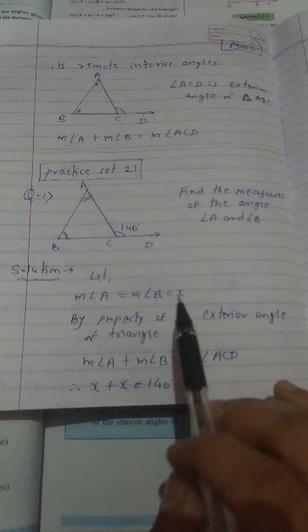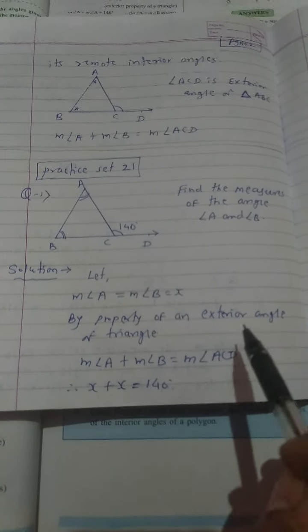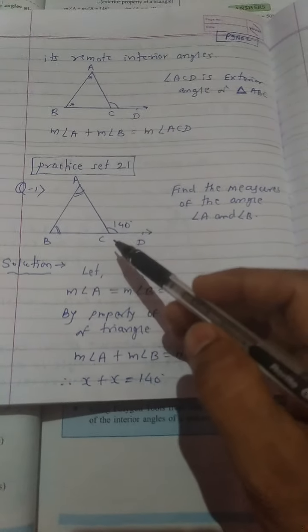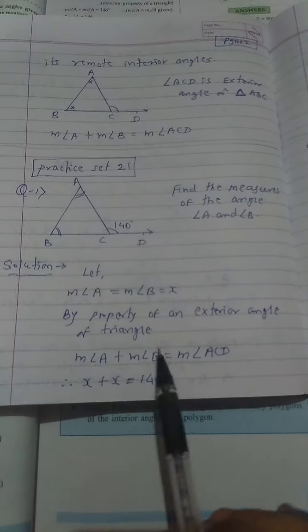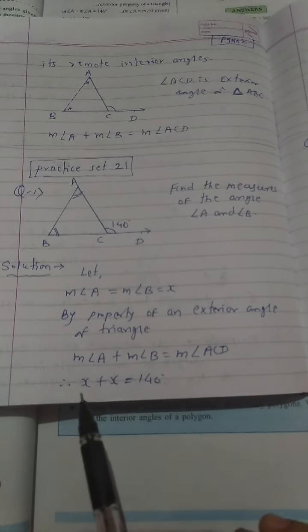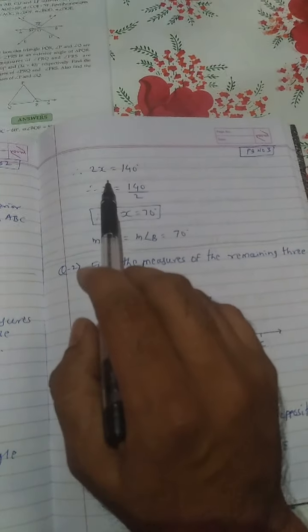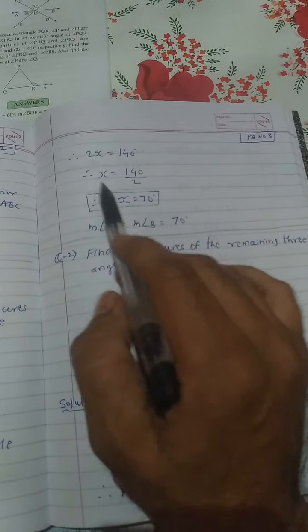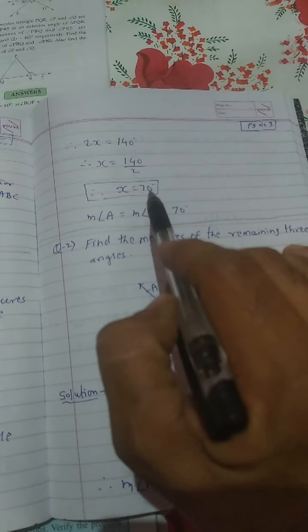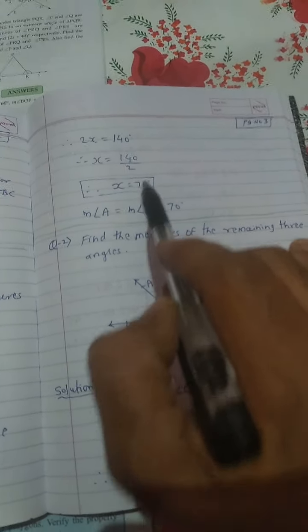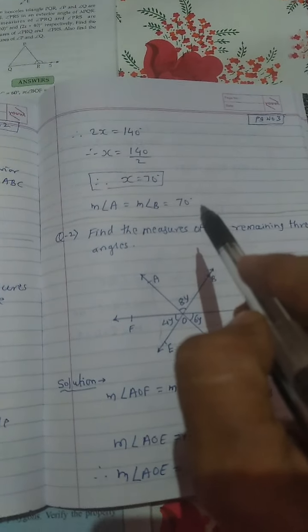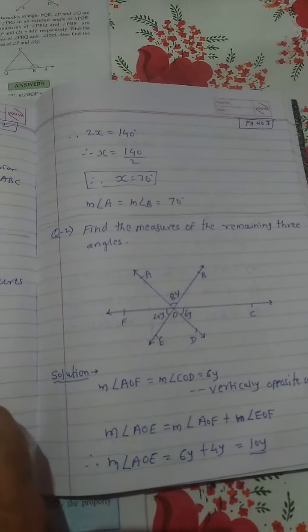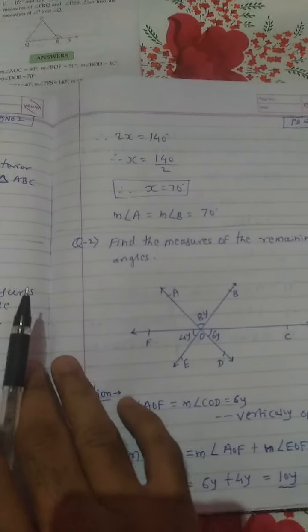Consider that to be X, and using the exterior angle property, what will come? Measure of angle ACD equals measure of angle A plus measure of angle B. But both are the same, therefore I consider that to be X. X plus X equals 140, and here 2X equals 140. Now I want to find the X value. Take 2 to this side and we get X equals 140 divided by 2, which is 70. So you can find measure of angle A as well as measure of angle B; we are getting 70. Using this exterior angle property, you can solve question number 1.